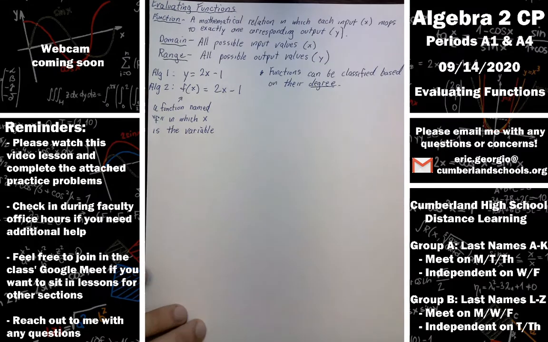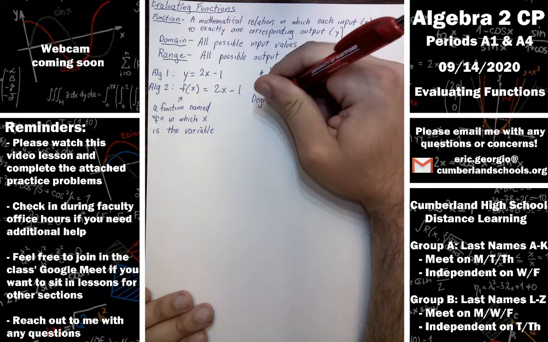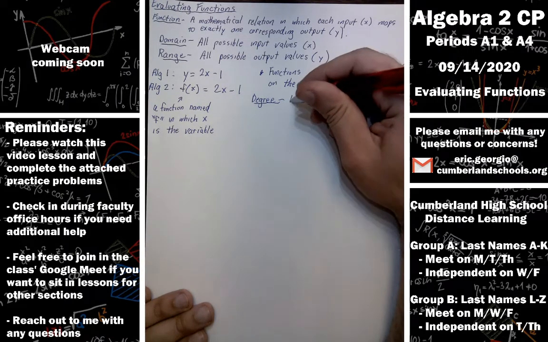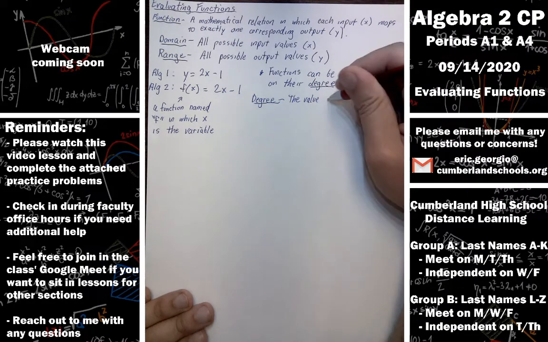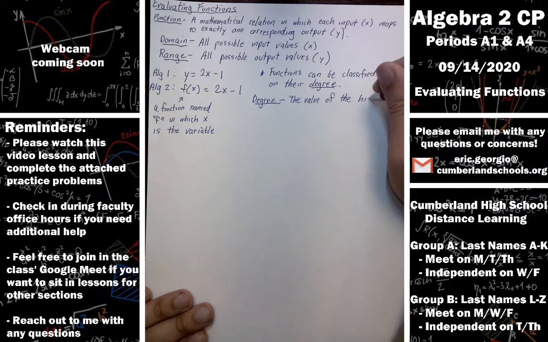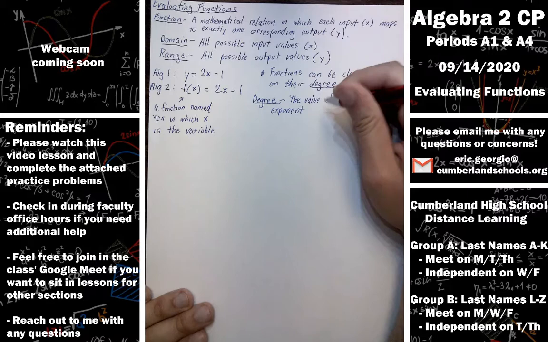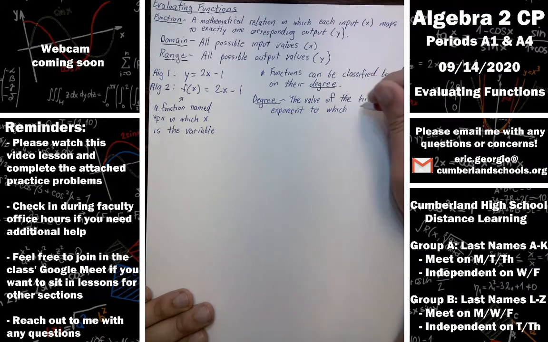Now, of course, degree brings up another great vocabulary word. Degree, when we talk about it in terms of functions, is not the same as in geometry where you say an angle has a certain number of degrees as far as its measurement. The degree of a function, more vocabulary. That's why I wanted to start out with a lot of definitions first, just to make sure we're on the same page. The degree of a function is the value of the highest exponent to which a variable is raised. I'd like to fit that on one line, but that's all right.